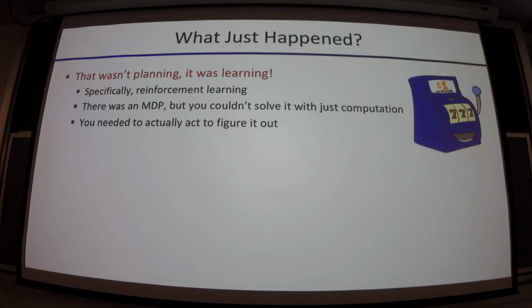So we had an MDP, but you couldn't just solve it. You needed to figure out the specifics of the MDP before you could solve it, right? Underlying that, there was an MDP. It had transition probabilities, it had rewards. We just didn't know it. So you can't reason about it to the same degree in advance that you could have otherwise. You need to actually act to figure it out.